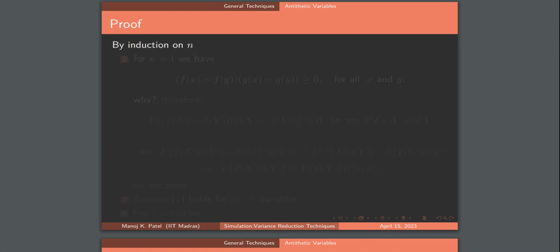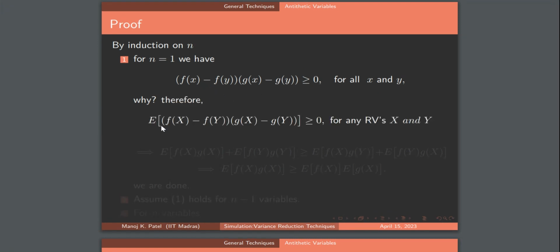For the proof we'll use induction on n. First we'll prove it for n equal to 1, where the functions are one-variable functions. If f and g are increasing functions, then (f(x) minus f(y)) times (g(x) minus g(y)) is greater than or equal to 0 for all x and y. Why is that? Because those are increasing functions, both expressions will either be negative or be positive. So it follows that this quantity is greater than or equal to 0, and the expectation will also be greater than or equal to 0 for any random variables X and Y.